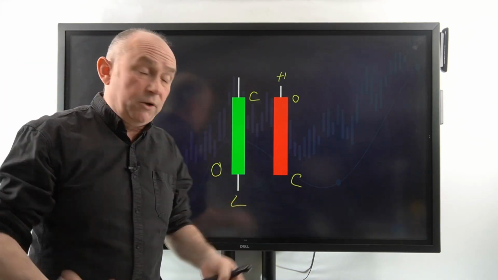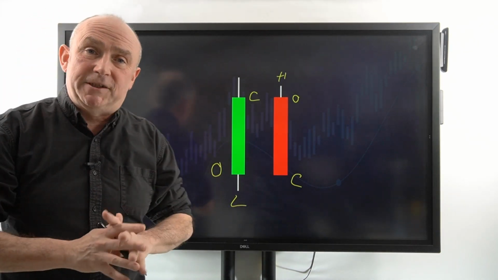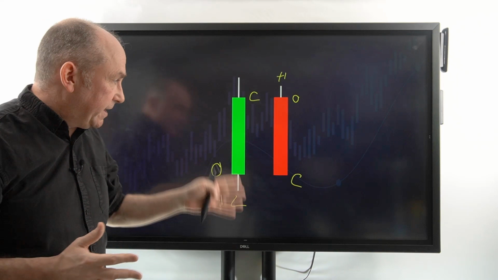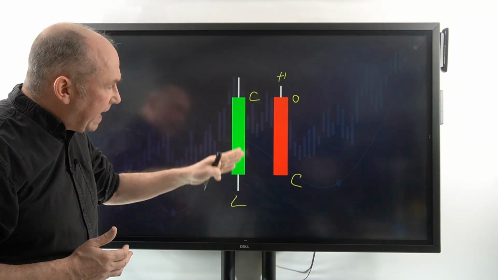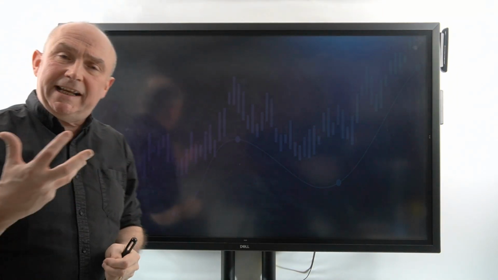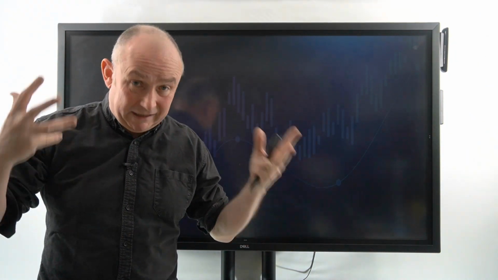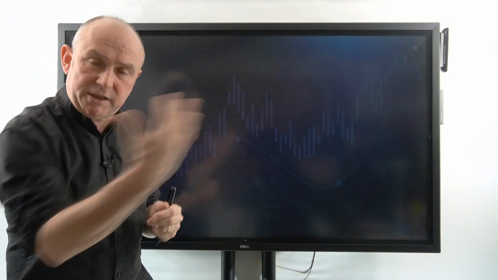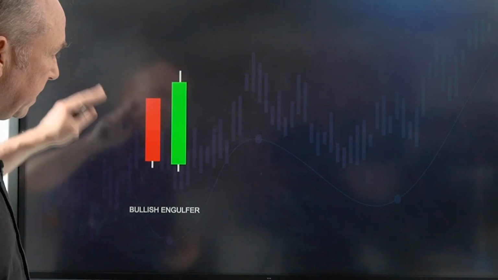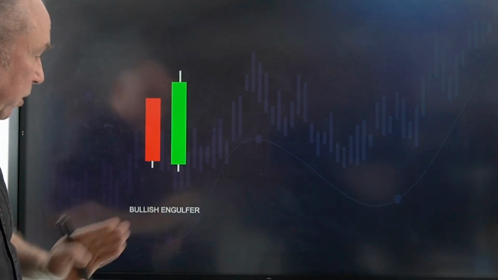So pure price action relies purely on candlesticks and some support and resistance and so forth. Okay, so what are we looking at? We're looking at 2 particular patterns. Again, I've spoken about this many times. I'm just going to skirt over it now so as not to bore you all. Basically, we're looking at the bullish engulfer.